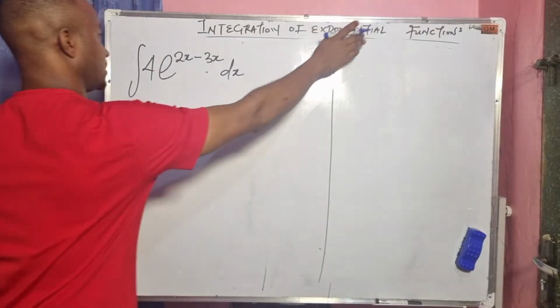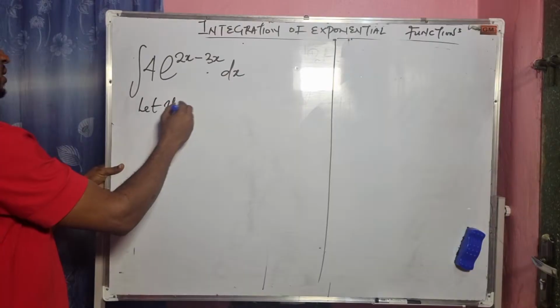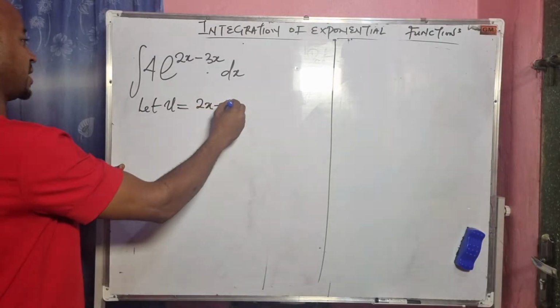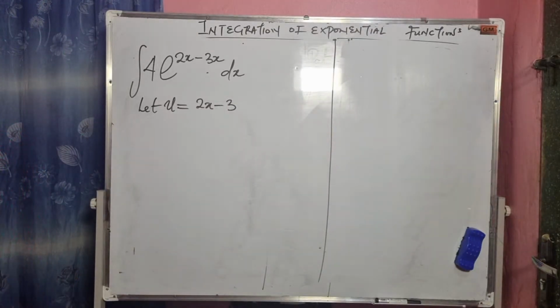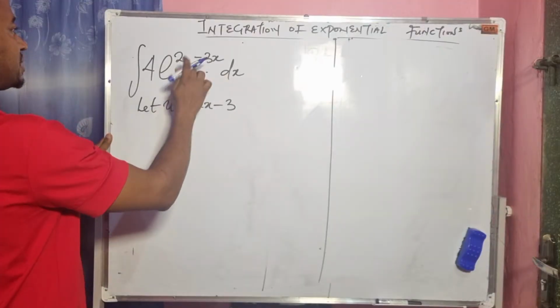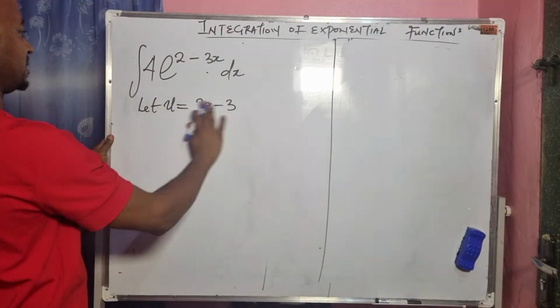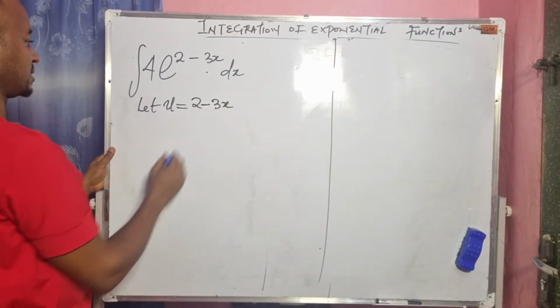That will give us, let's say, let u equal 2 minus 3x. I'm sorry, 2 minus 3x, right? So here we have let u equal 2 minus 3x.